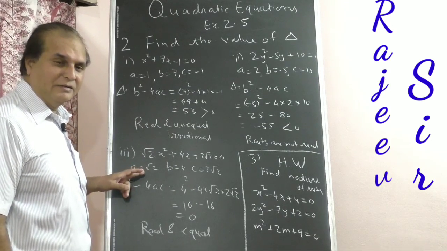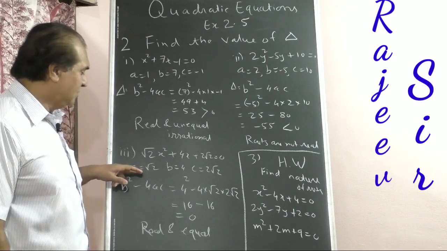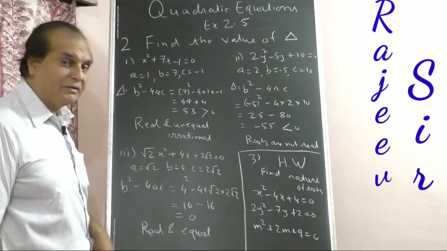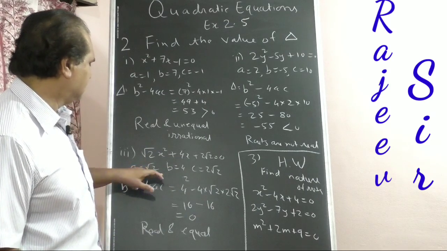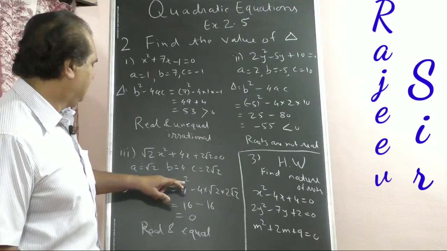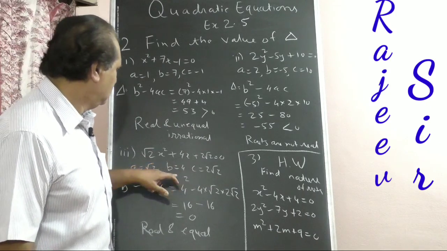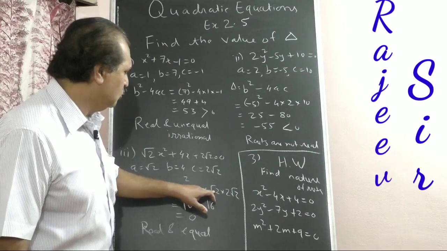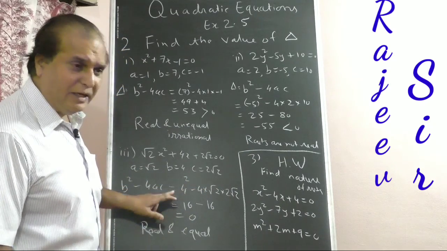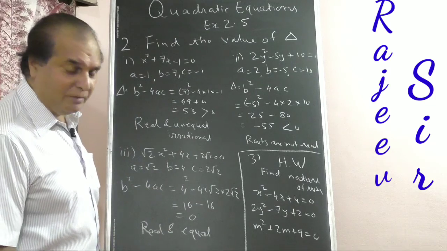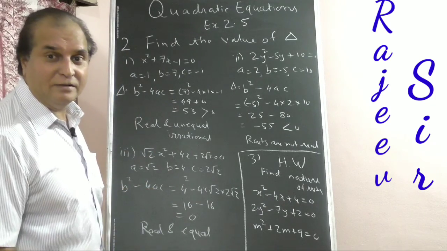Next: root 2 x square plus 4x plus 2 root 2 equal to 0. a is root 2, b equal to 4, c equal to 2 root 2. b square: 4 square is 16, minus 4 into root 2 into 2 root 2. Root 2 into root 2 is 2, 2 into 4 is 8, 8 into 2 is 16. 16 minus 16 is 0. If the discriminant is equal to 0, b square minus 4ac is equal to 0, roots are real and equal.